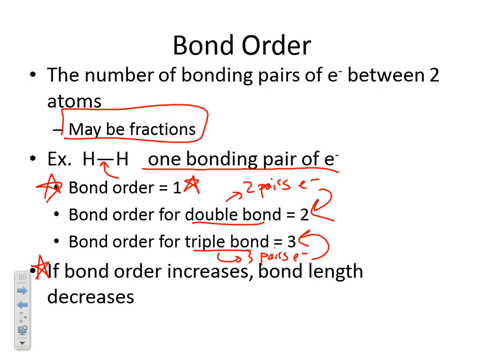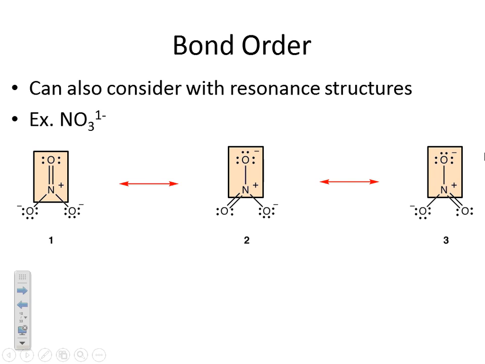And because the length between atoms will decrease as you have more bonds between them, meaning a double bond is shorter than a single bond, and a triple bond is shorter than a double bond, as bond order increases, bond length will go down because your atoms are getting brought closer together. But what we're going to do with bond order is more with resonance structures. So we can look at bond order with resonance structures, again, coming back to our nitrates.